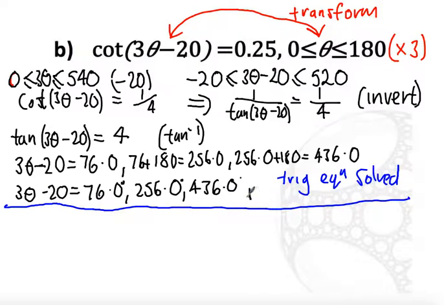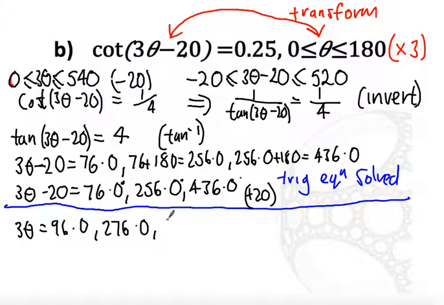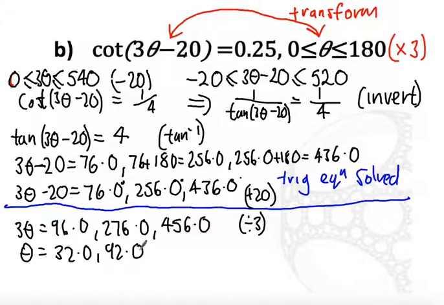So to solve the algebraic bit, I'm going to add 20 degrees to each one of these solutions, so I get 3 theta equals 96.0, 276.0, and 456.0. And then I'm going to divide both sides by 3, so I get an answer of 32.0, 92.0, and 152.0, and all of these are to 1 decimal place. Okay, well, I hope that all made sense and that you were able to follow my solution.